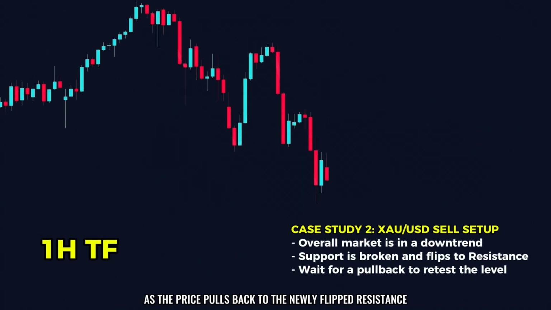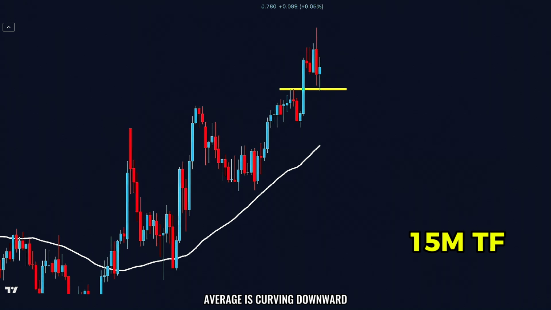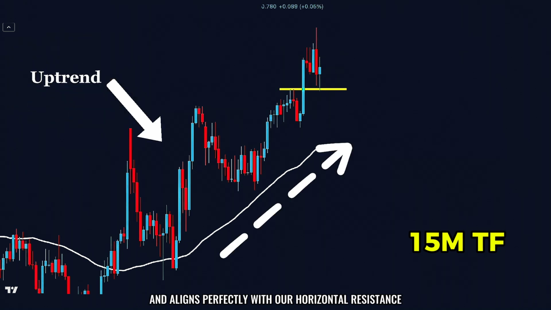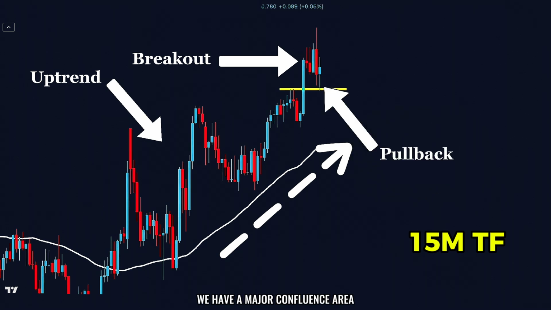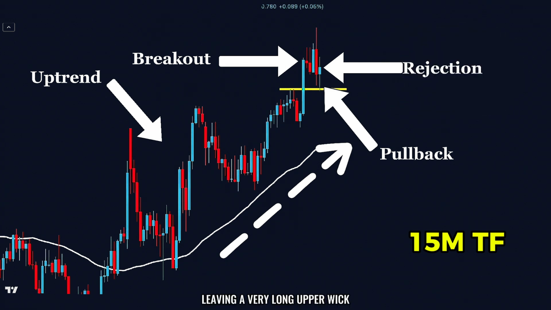As the price pulls back to the newly flipped resistance, we see that the 50 period simple moving average is curving downward and aligns perfectly with our horizontal resistance line. Once again, we have a major confluence area. At this exact zone, a bearish pin bar forms, leaving a very long upper wick that rejects both the resistance line and the 50 SMA. This wick proves that institutional sell orders have entered the market.